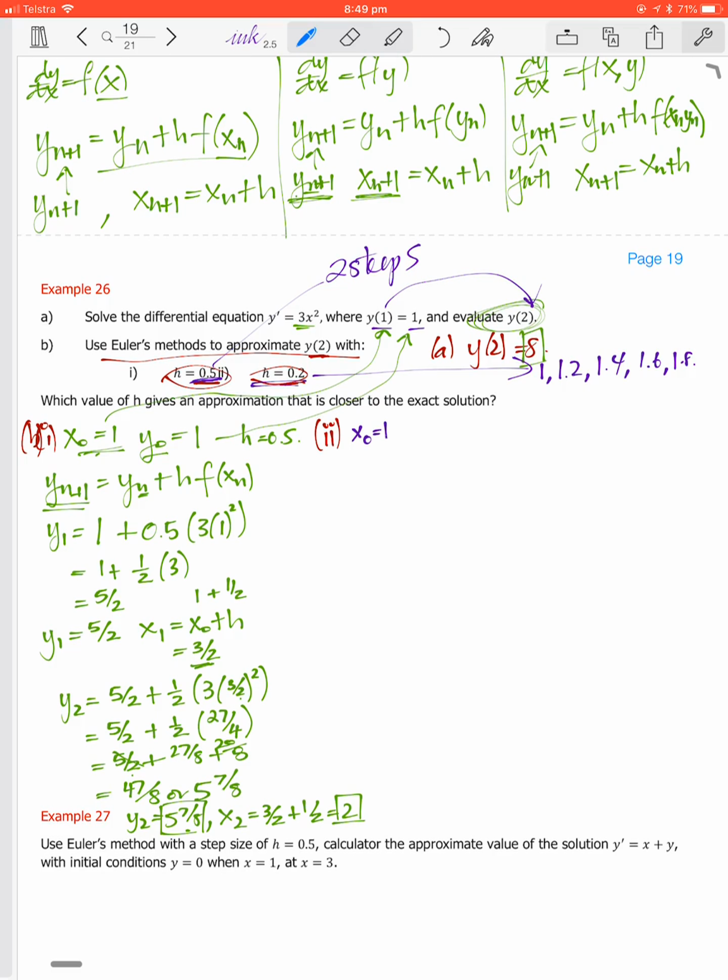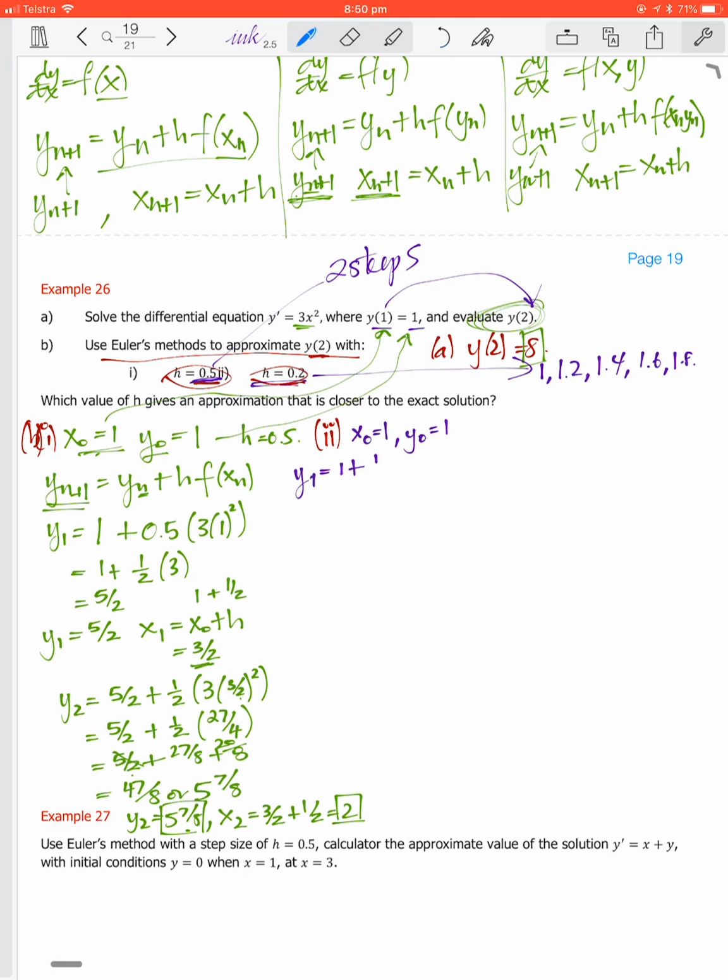So x0 is 1, y0 is 1, y1 is equal to y0 plus h. Now h in this case is 1/5, not a half. F of x0, so it's going to be 3 times 1 squared. So I get 1 plus 3 on 5, because that's just going to be 3. So 8 on 5. So we can say y1 is equal to 8/5.